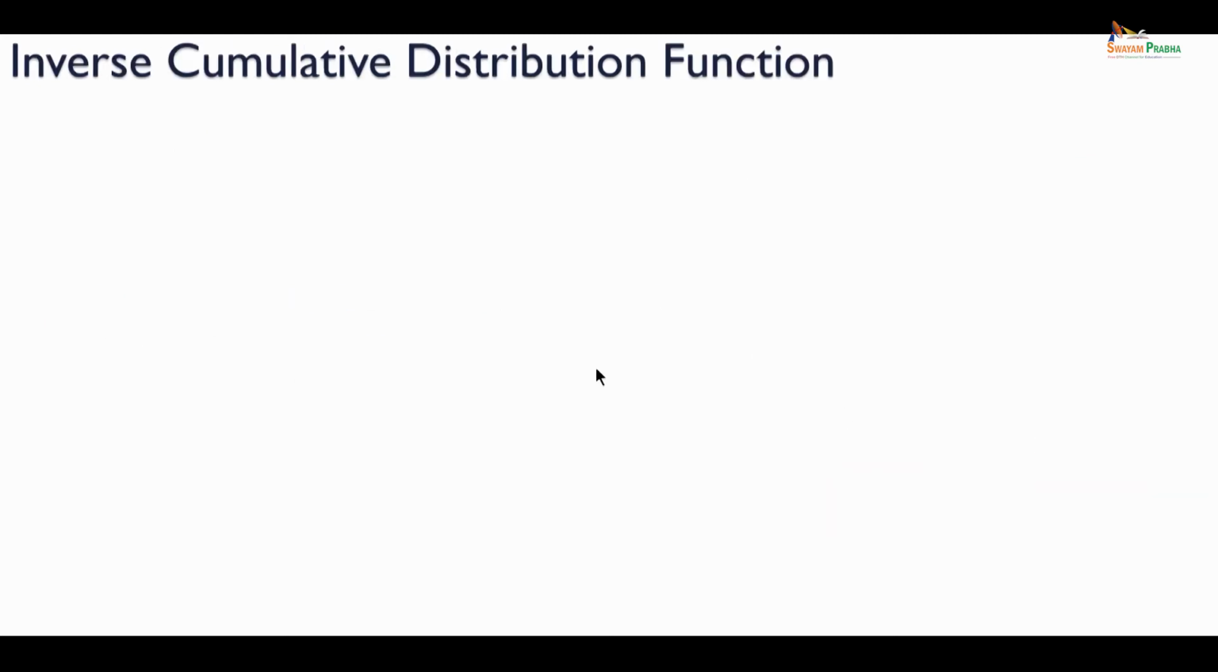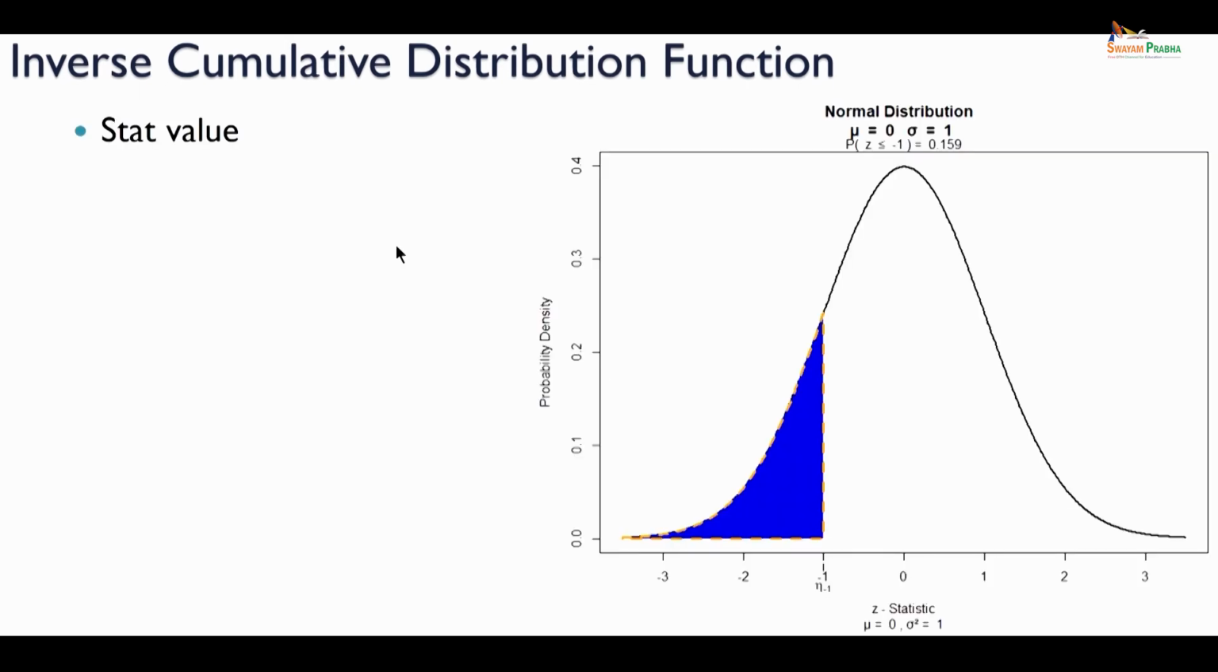So, let us move on to inverse cumulative distribution function. Under this function what we are really going to find out is the start value, which means given the area of the shaded region, can I really find the start value.